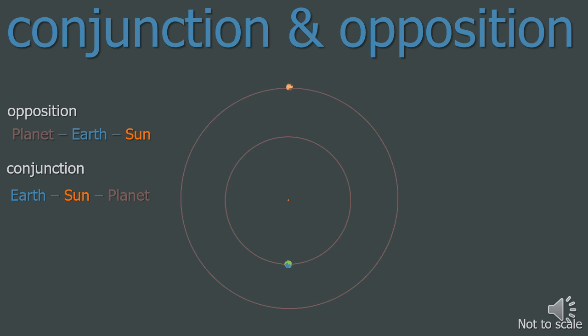These are a bit more difficult to learn. The important thing is to not get conjunction and opposition confused with inferior and superior conjunction. You have to remember that conjunction and opposition are for the superior planets only.